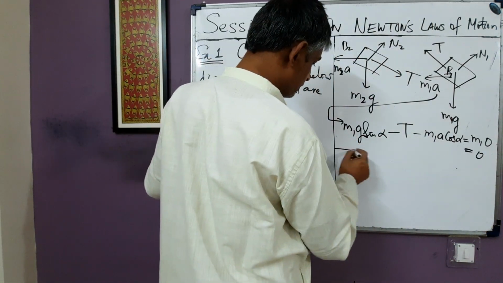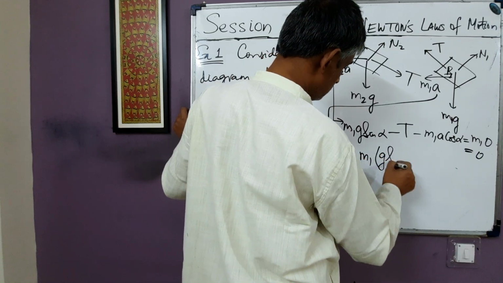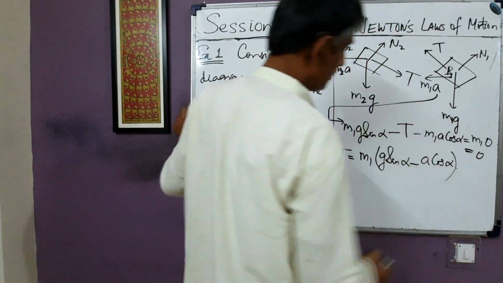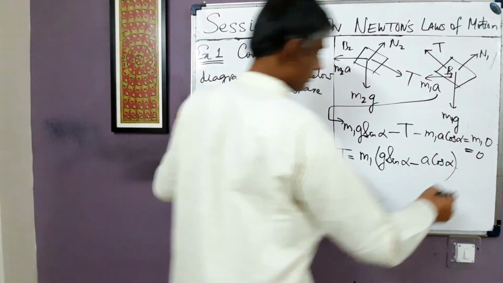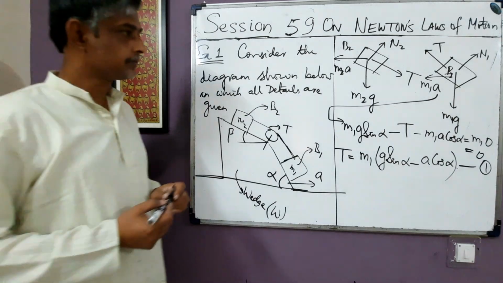So if you solve this equation, T becomes what? M1 common, g sin alpha minus A cos alpha. This is T. This is the first equation which I have obtained already. I hope it is perfectly clear.